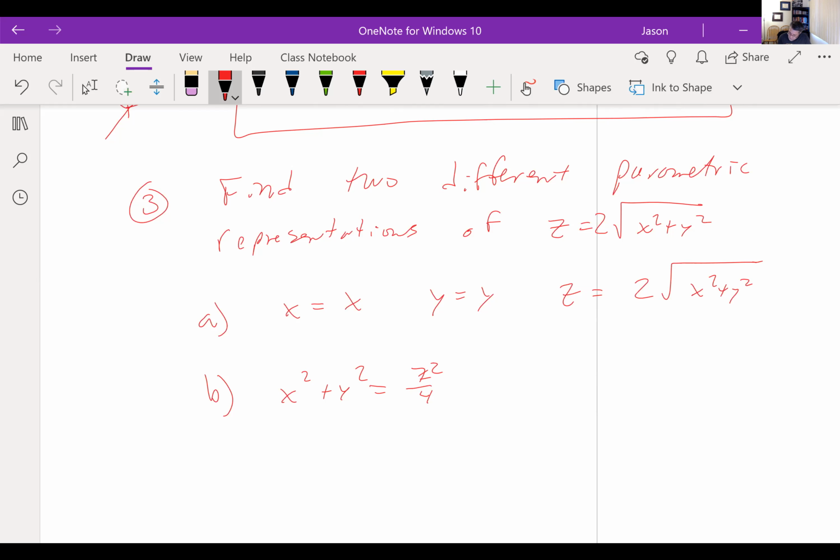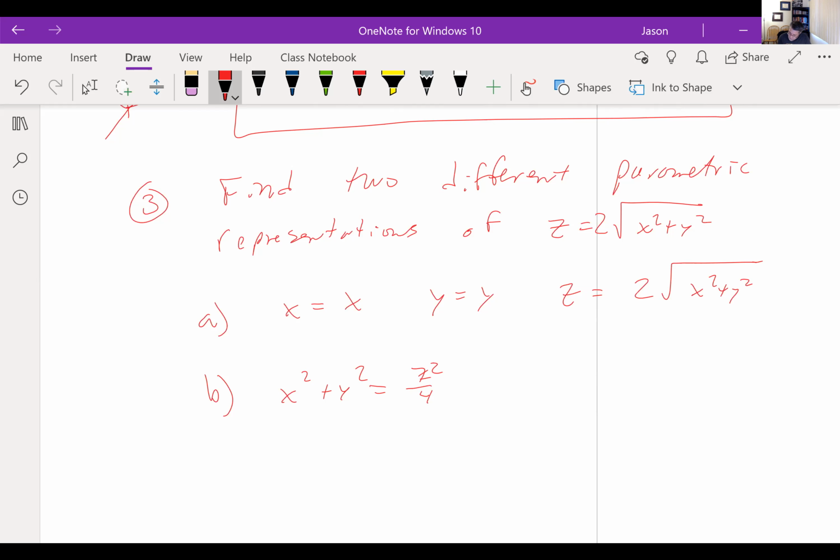Okay, putting that in polar coordinates. So we could write this in terms of r and theta, parameterize this in terms of r and theta, and we could say that x is equal to r cosine theta, y is equal to r sine theta, and z is equal to 2r.